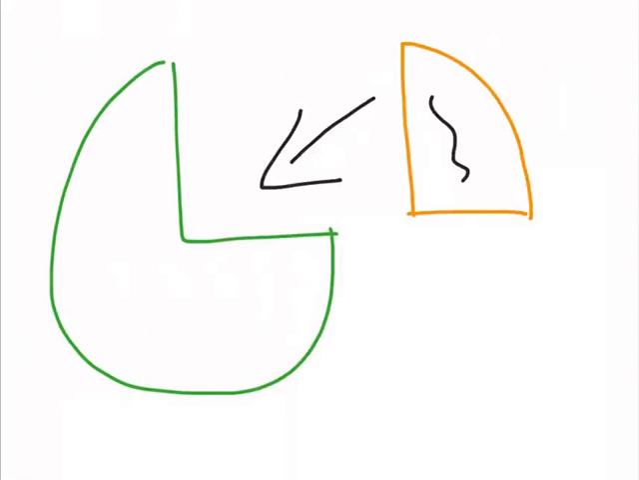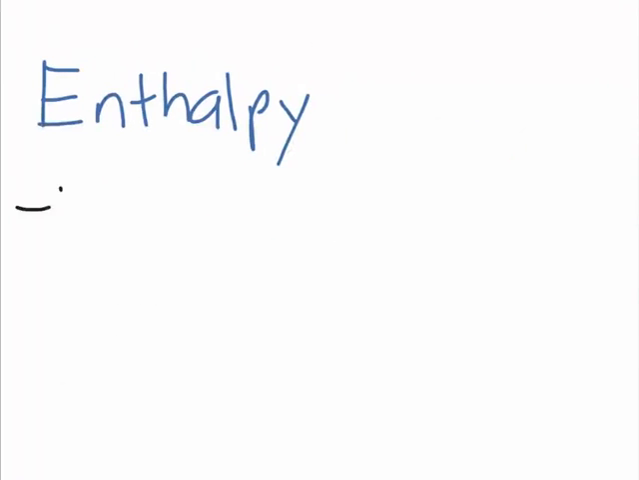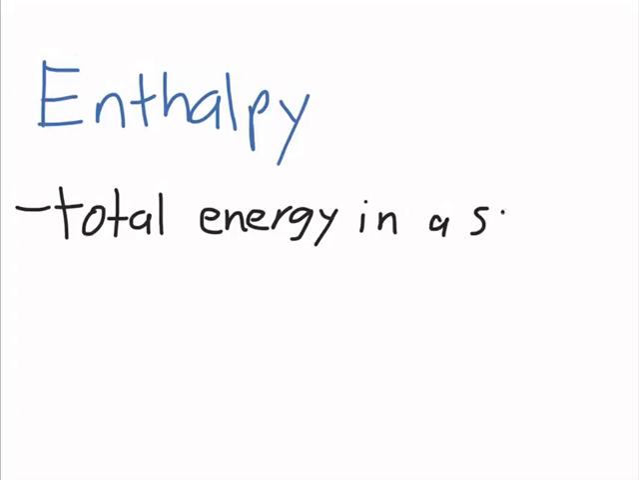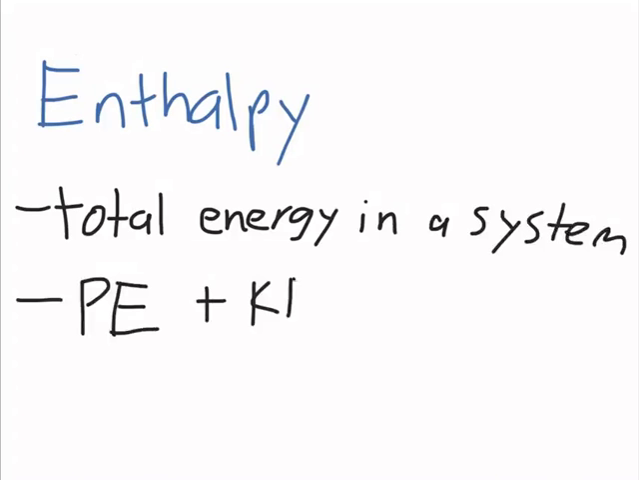Moving on, let's learn some definitions. First, what is enthalpy? Enthalpy is the total amount of energy in a system. This means that it includes both the potential energy and the kinetic energy. Enthalpy is written with the symbol H.